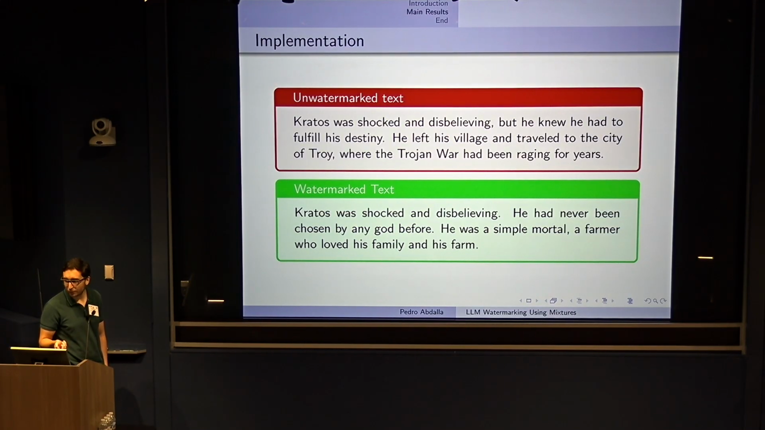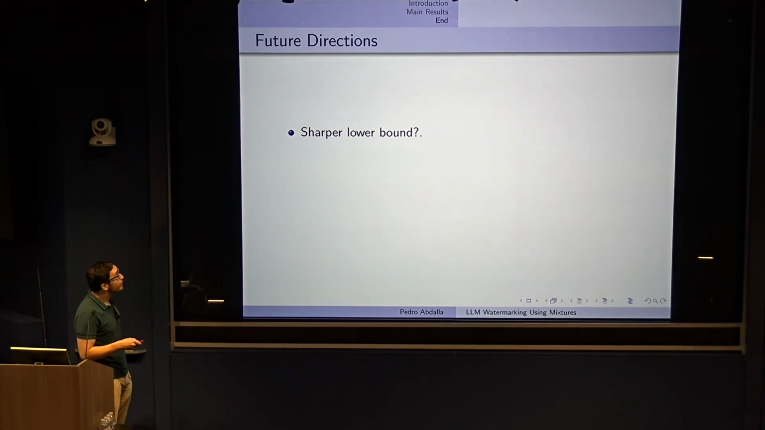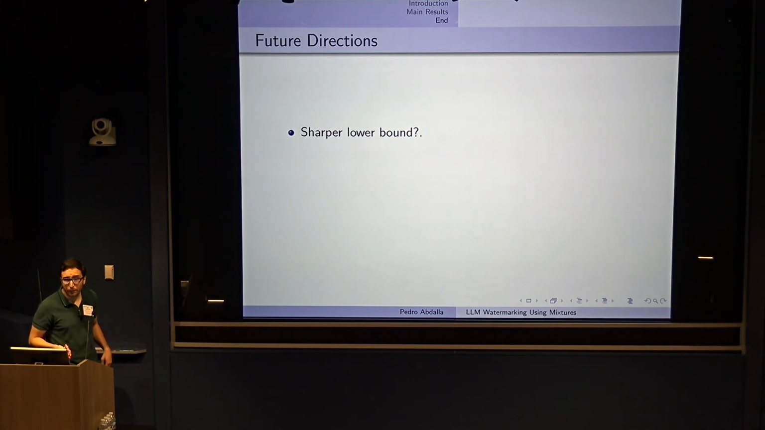Okay, so that's all that I wanted to talk about today regarding our method. Some future directions: a sharper lower bound. Well, mathematicians always ask, is this the right quantity? The sum of 1 minus the most likely token. It's a good quantity because it's easily bounded away from 0. But is there a sharper lower bound? Is it necessary in some sense? Because if the probability is exactly 1, then you cannot watermark anything. But exactly this shape, we don't know.